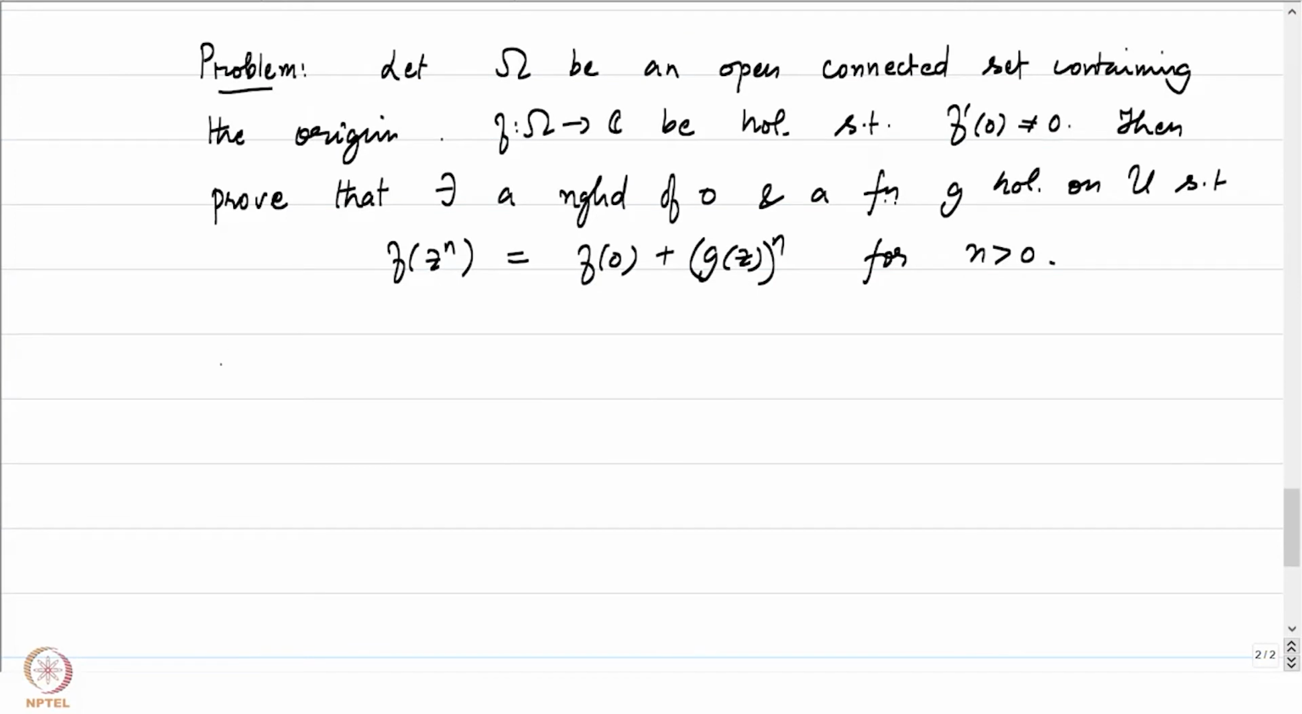Let's give a proof of this problem. If n is equal to 1, then there is nothing to prove, because what we are demanding is just a statement that we have proved in one of our lectures, where we exactly found out what the local behavior of the function f will be. So let's assume that n is greater than 1. Otherwise the problem is not going to be interesting.